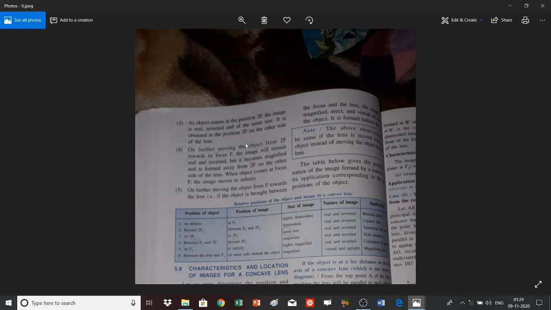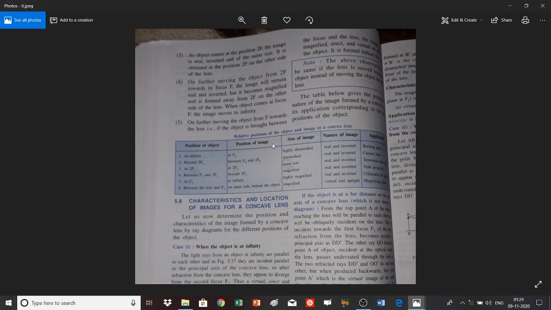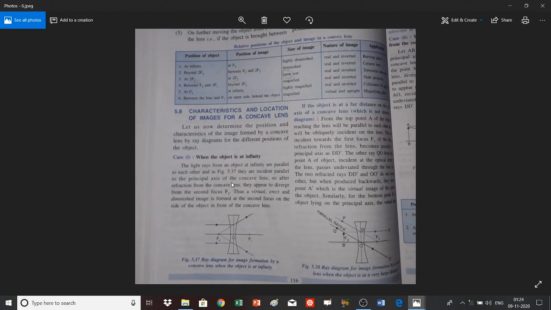Okay, if you place the object here and you move the lens away from the object, then all these things will happen in a similar manner. Here is a table in which important information is given: position of the object, position of the image, size of the image, nature of image, and applications. Just go through this. All these things we have already discussed, so I am skipping this table.